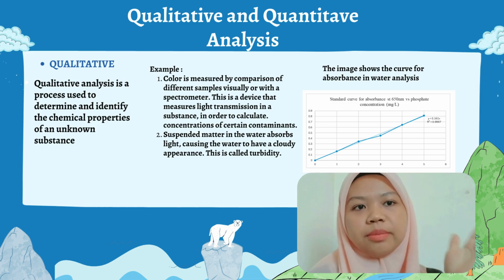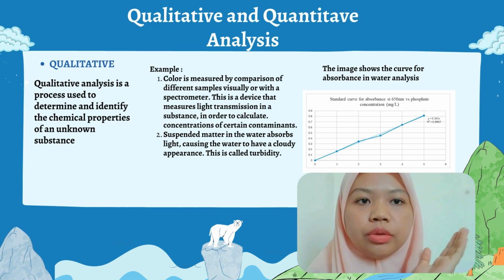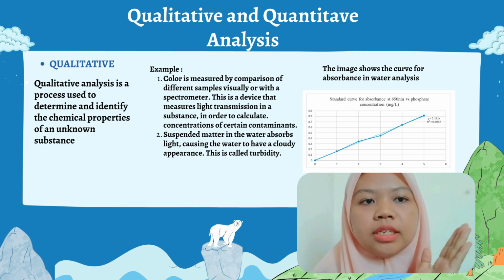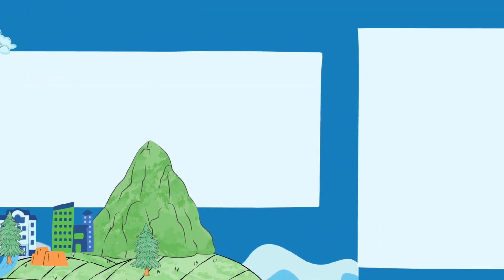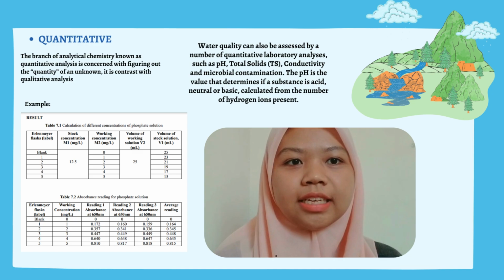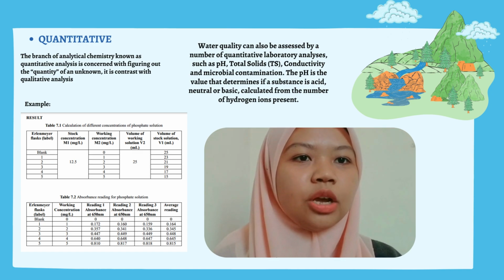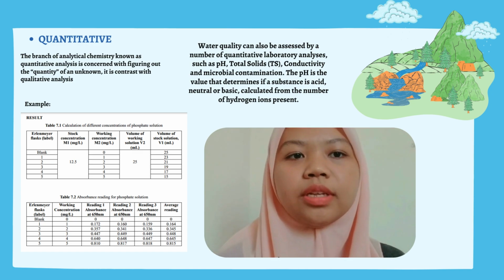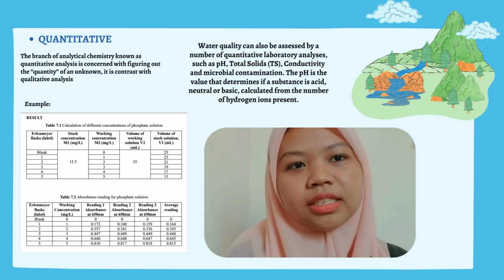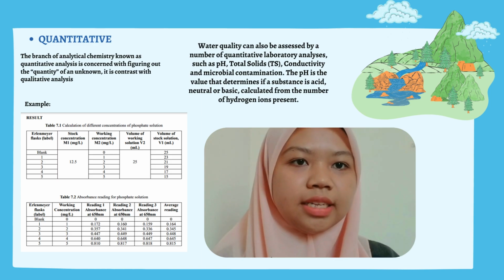Turbidity can be measured with several techniques that show the resistance to light transmission of the water. This image shows the curve of absorbance in water analysis that we did in the experiments in order to determine the concentration, which is the quantitative analysis. The branch of analytical chemistry known as quantitative analysis is concerned with figuring out the quantity of an unknown substance. It contrasts with the qualitative analysis.